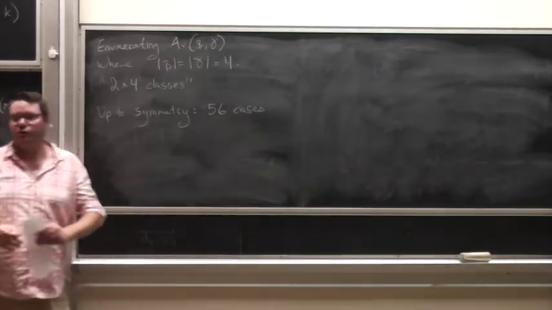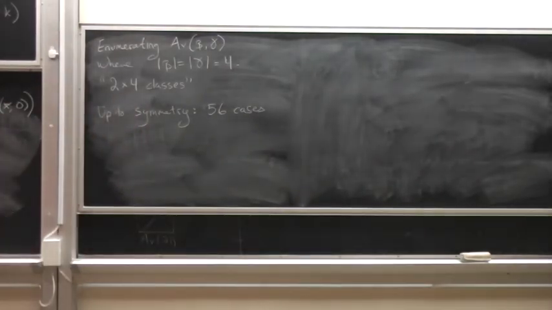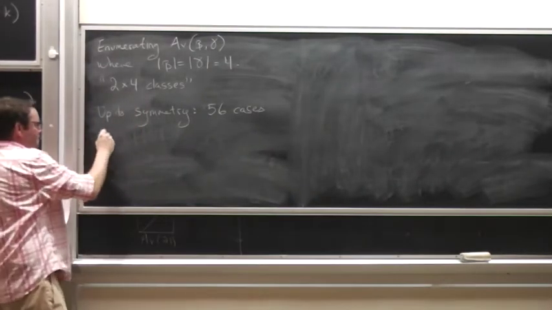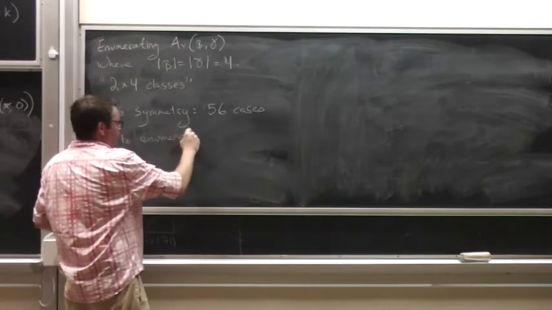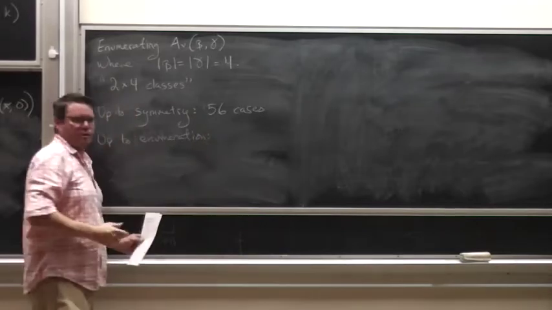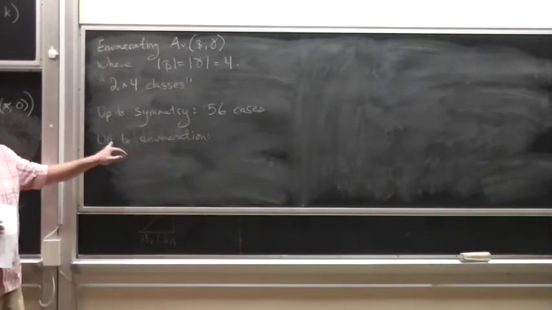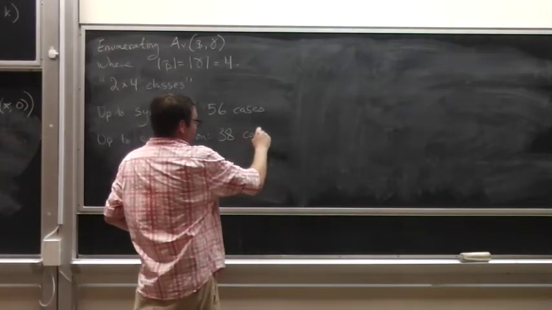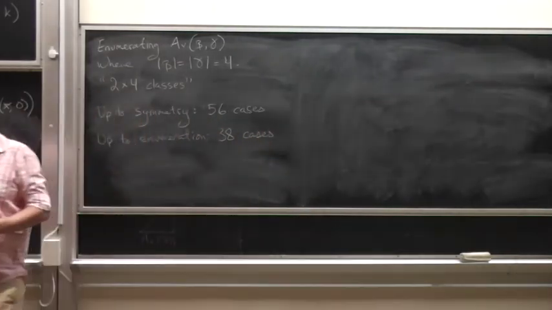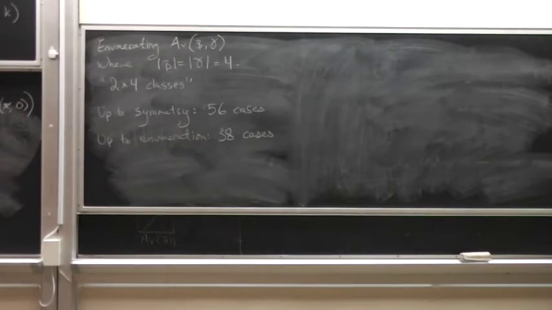There are 56 cases. Up to enumeration, so I'm going to identify two classes if they have the same enumeration. We actually know this fact that up to enumeration there are 38 cases. So we know we're going to get 38 different generating functions. Are they all in the OEIS? Yes, of course they're all in the OEIS.